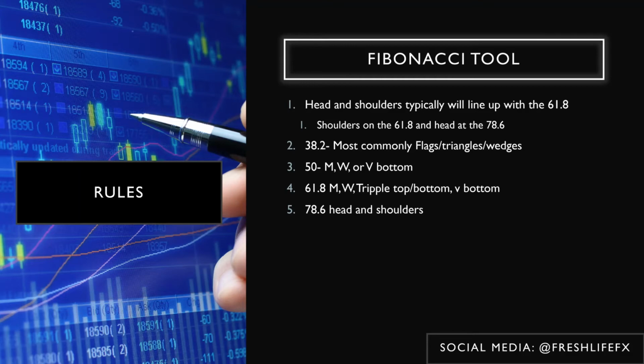Okay, head and shoulders will typically line up at the 618, but it will also have its head at the 786. So the shoulders will be on the 618 while the head is at the 786. At the 382, most commonly you will see flags, triangles, and wedges. On the 50, MW or V bottom. 618: MW, triple bottom, triple top, V bottom, and the shoulders of the head and shoulders. 786: head and shoulders, well, the head of it, anyways.